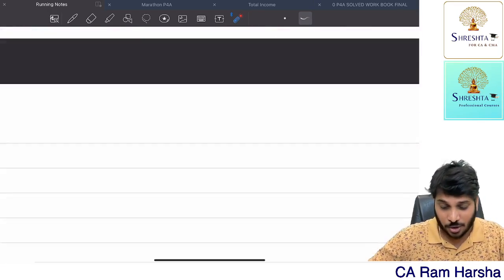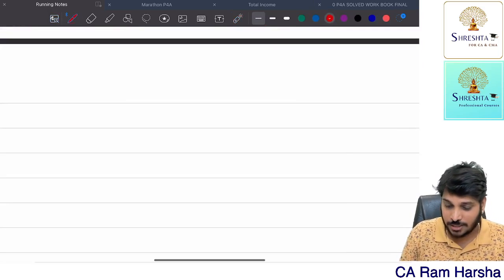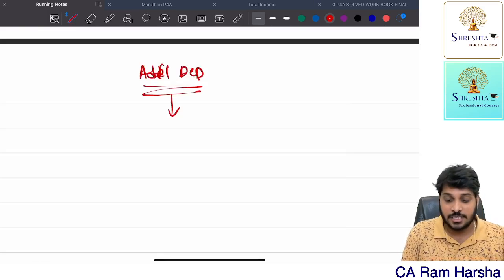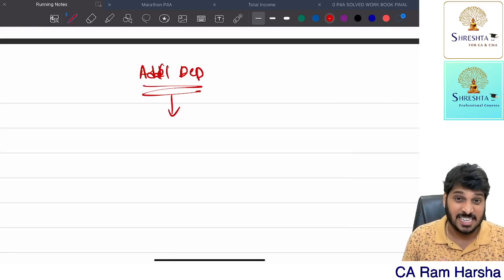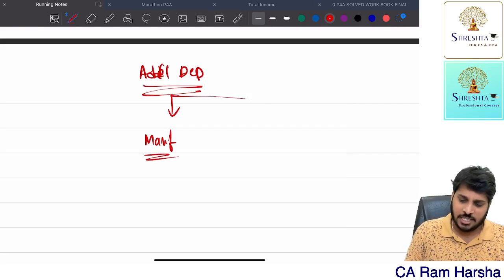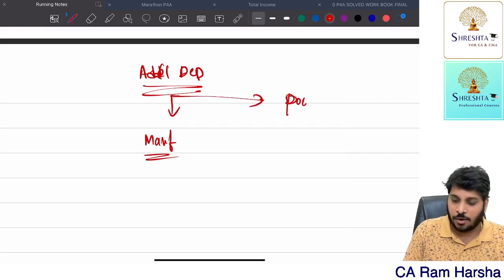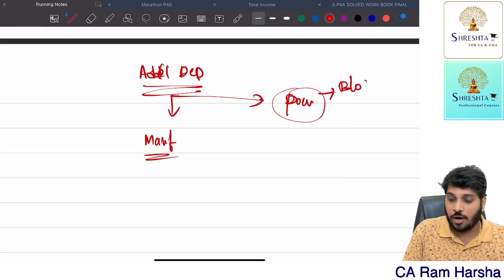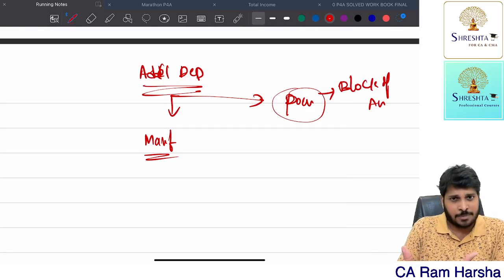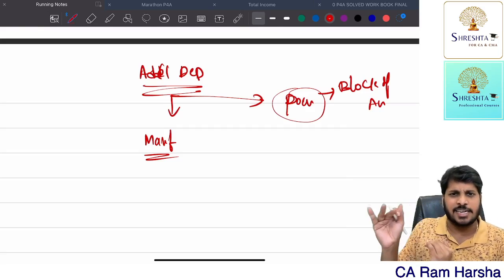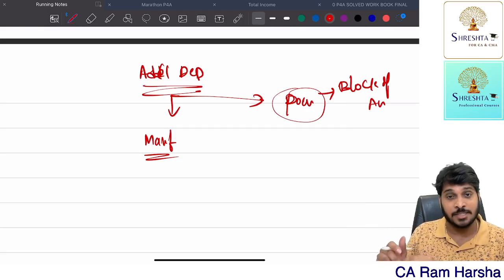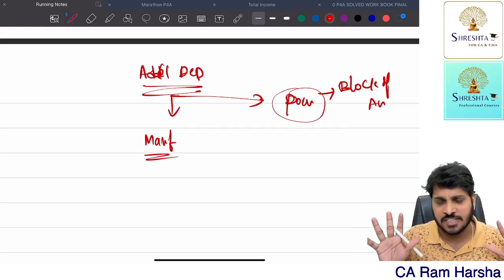Now there is a concept called additional depreciation. What is additional depreciation? Additional depreciation is available for the SSEs who are engaged in the manufacturing sector. Additional depreciation is also eligible for the power sector, provided they are following the block of asset approach. Power sector has an option to either follow the block of asset approach or they can follow the asset-wise straight line method of depreciation.